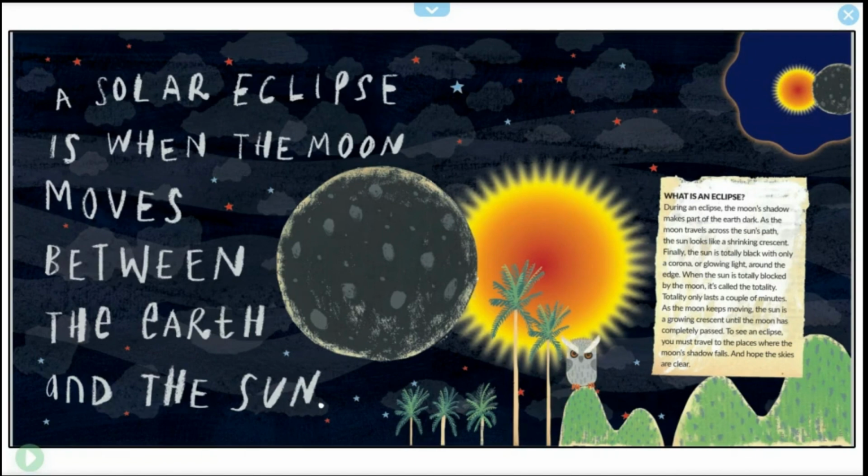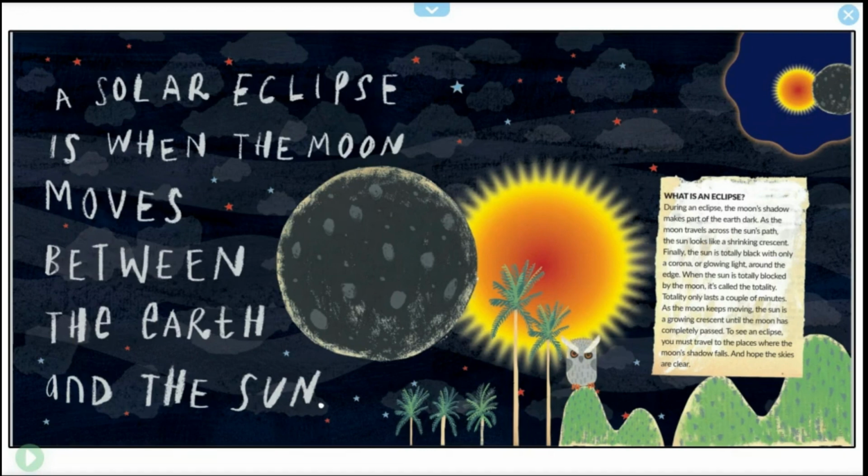What is an eclipse? During an eclipse, the moon's shadow makes part of the Earth dark. As the moon travels across the sun's path, the sun looks like a shrinking crescent. Finally, the sun is totally black with only a corona, or glowing light, around the edge. When the sun is totally blocked out by the moon, it's called the totality.